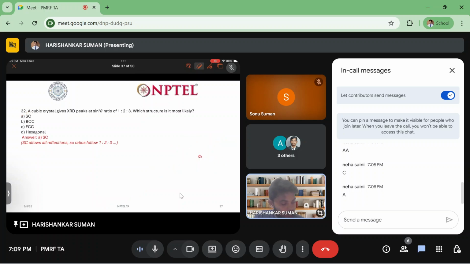You know the reflection allowed fraction for the HKL is 1 is to 2 is to 3. Now, cubic crystal system, sin square theta 2, 4, 6, 8. Which crystal system? Simple cubic, BCC, FCC, hexagonal. You know, in simple cubic, all are allowed. That's why this will not be the answer. You have to check all three: BCC, FCC, and hexagonal.